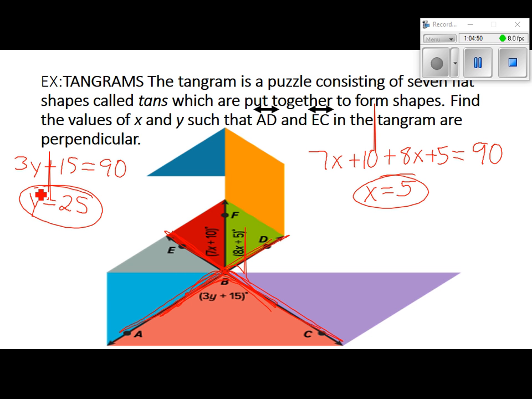Did they ask us to do anything else? Find the values of x and y such that AD and EC and the tangent are perpendicular. So is there anything else we have to do? No, that's all they wanted this time was what x and y were.